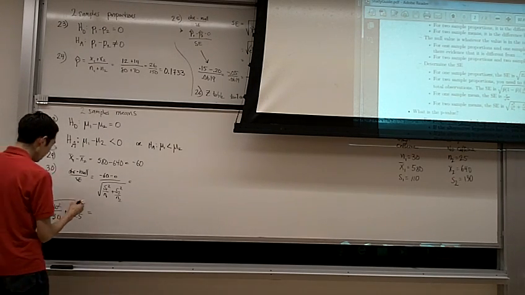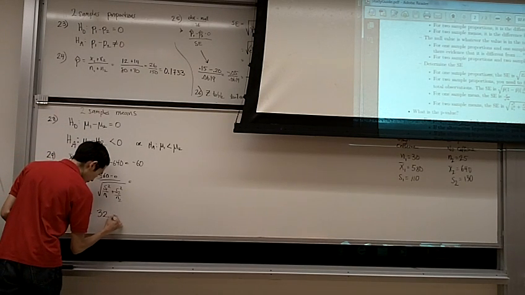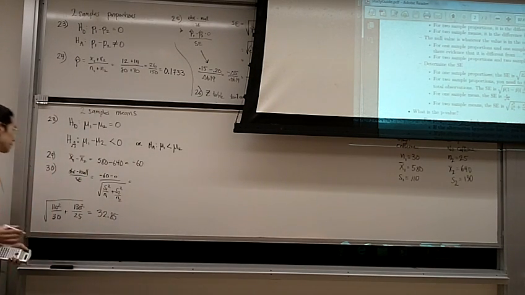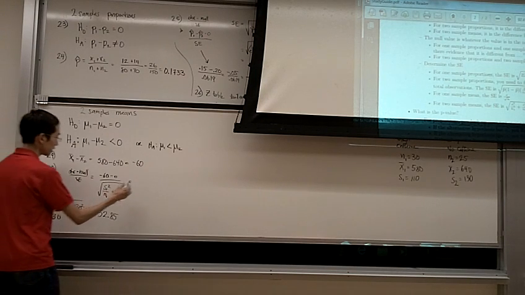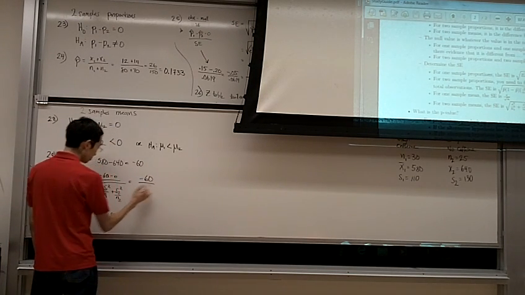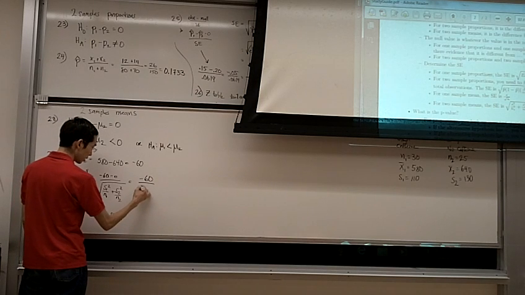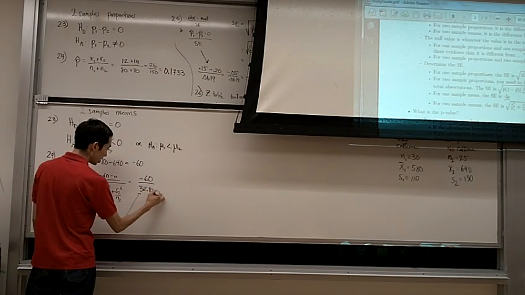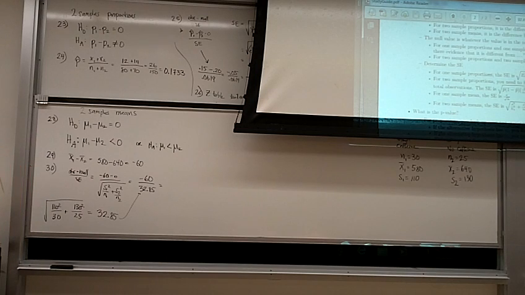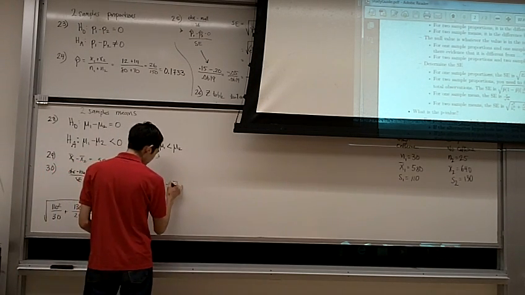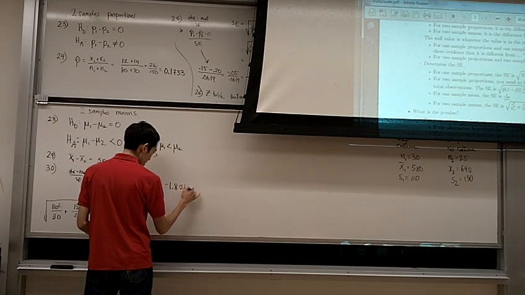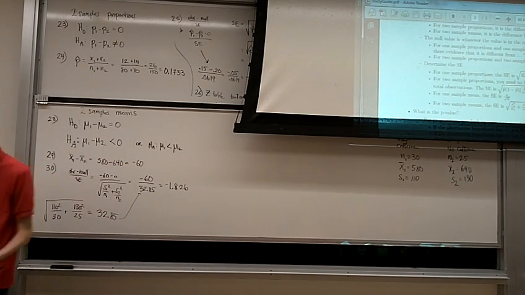I'm getting 32.85. So my test statistic ends up being negative 60 divided by this thing, 32.85, and I get a test statistic of negative 1.826. That is my test statistic.